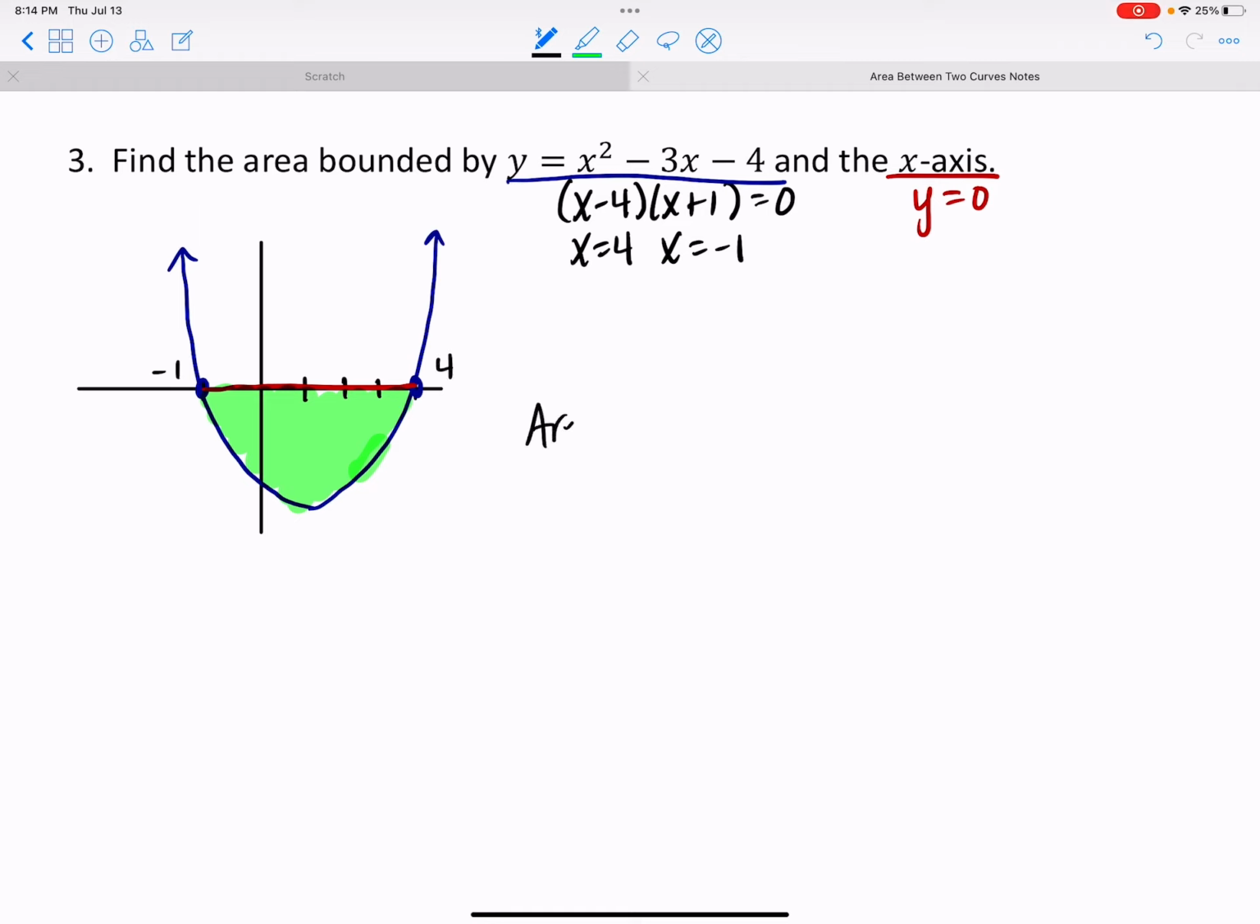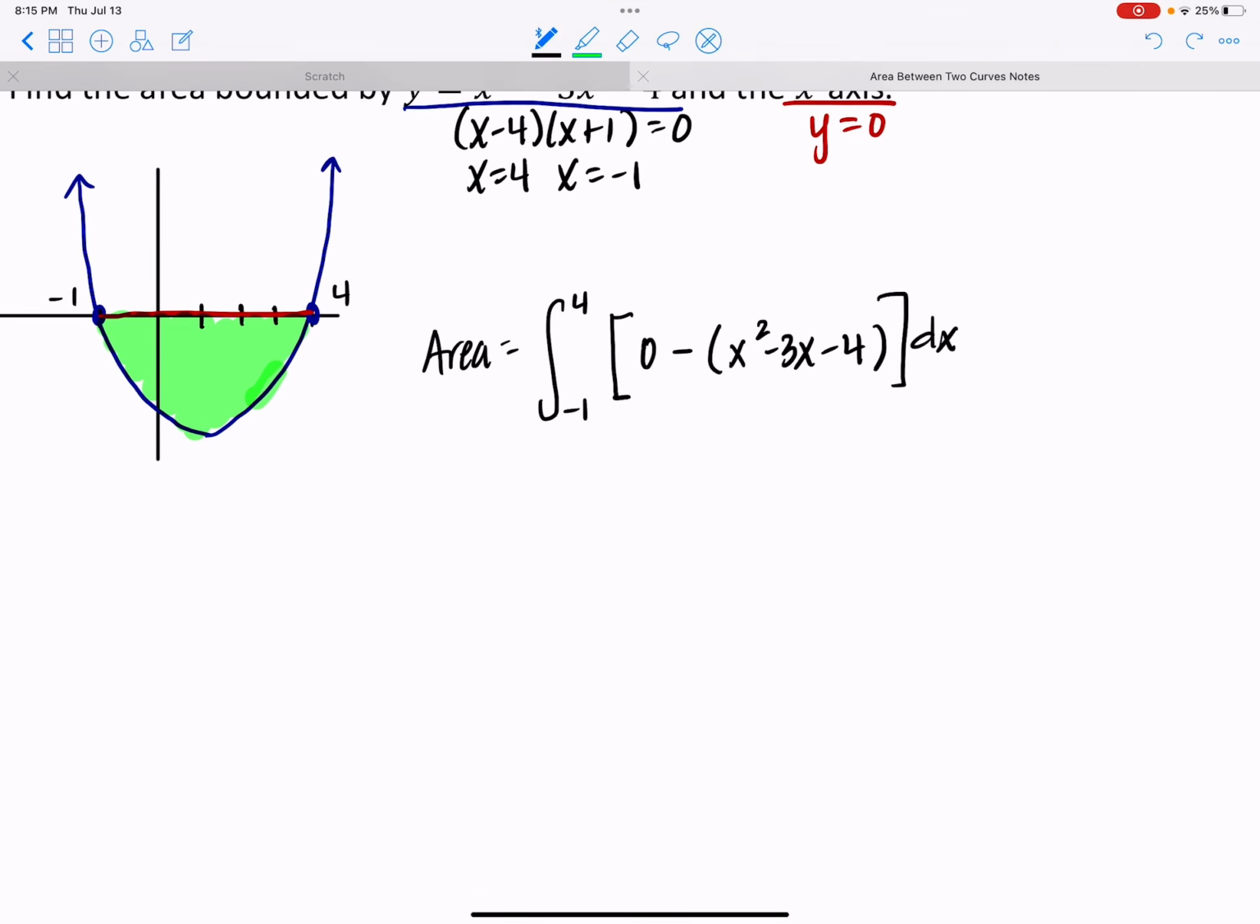So our area is going to be the definite integral that starts at -1, stops at +4, and it's going to be f of x minus g of x. This time the upper bound is actually the x-axis, so that's going to be 0. And from that we want to subtract the lower bound, which is x squared minus 3x minus 4. And again, this is where it's really important to make sure that you have parentheses to distribute the negative to all of that. So we have to make sure we subtract that entire function. So we're going to try to integrate from -1 to 4 a negative x squared, positive 3x, and positive 4. Again, that's just using our power rule a few times.